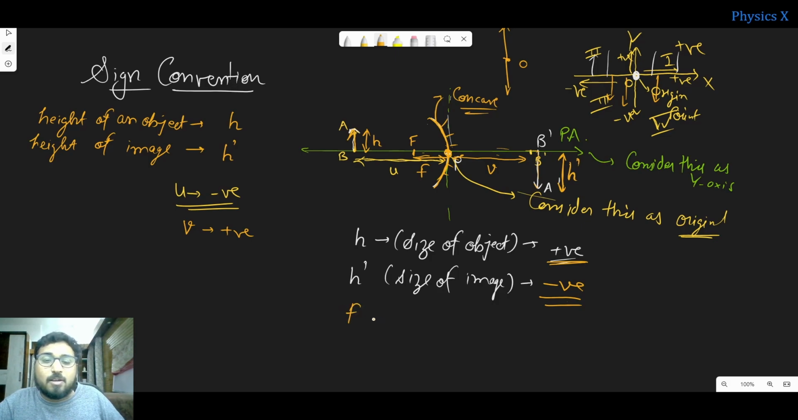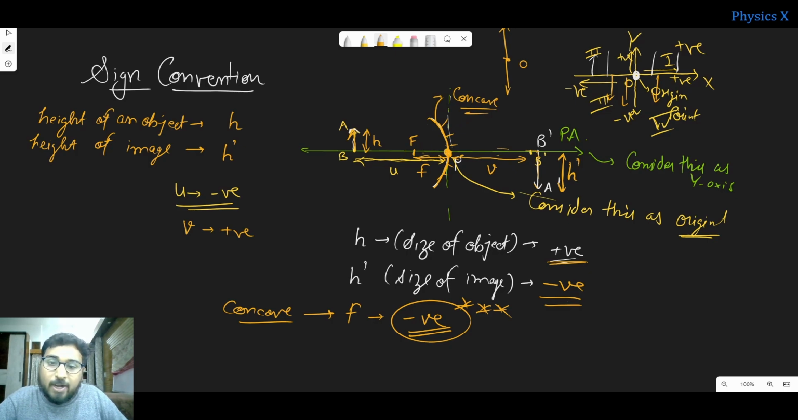So what is the focal length of a concave mirror? In case of a concave mirror, the focal length is negative. This is important. On the left hand side of the pole, we have the focus point. So this focal length is negative.